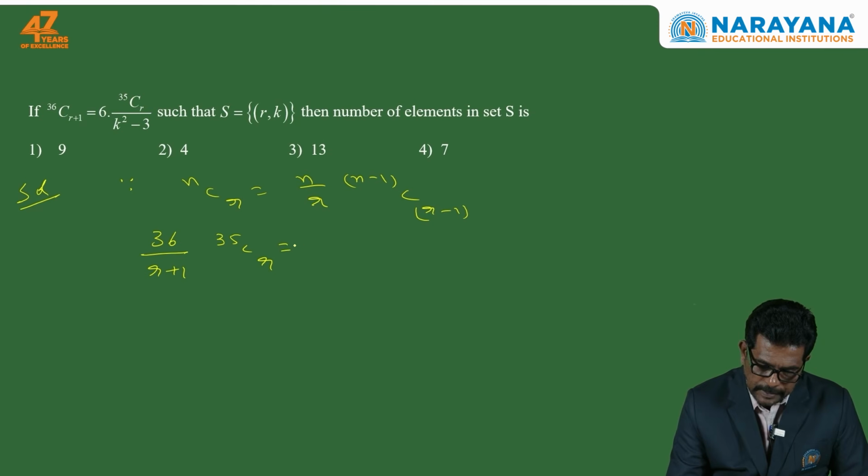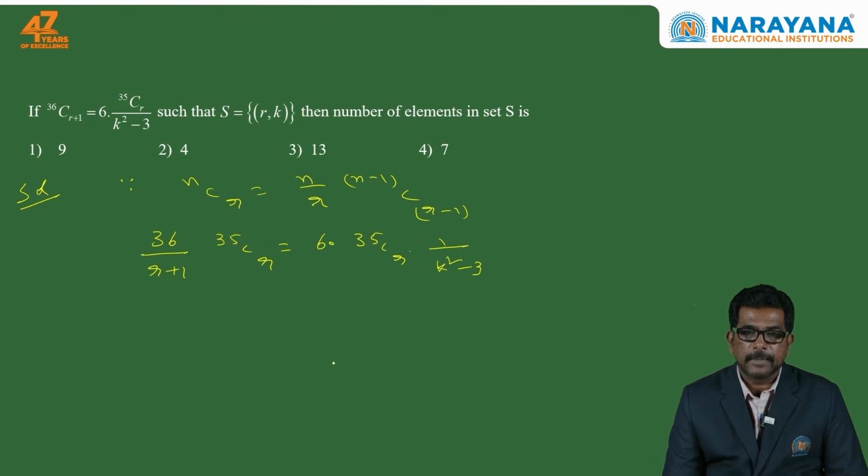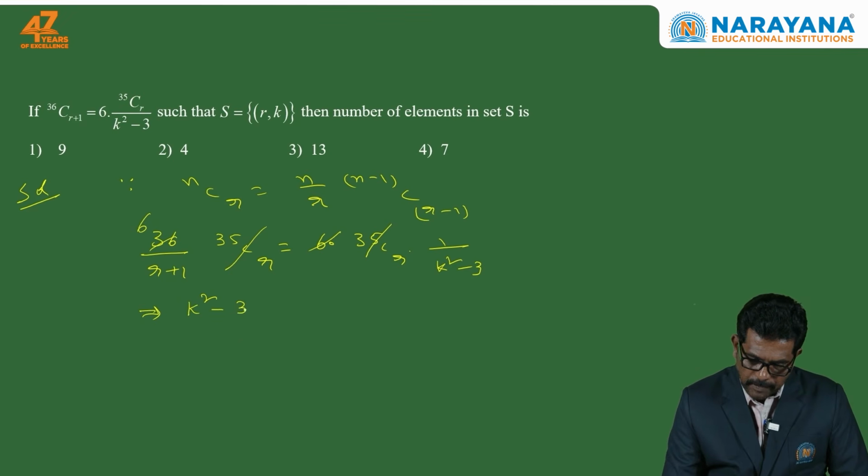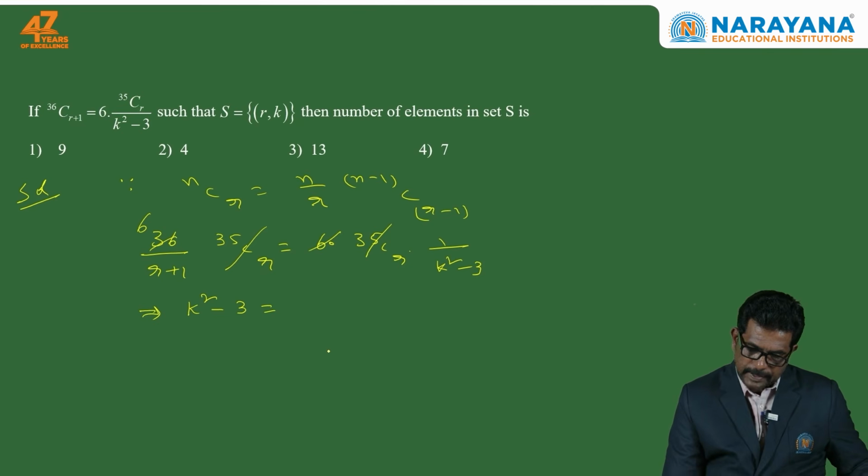35Cr is equal to 6 times 35Cr into 1 by (k square minus 3). Now it is very clear, 35Cr cancelled. From this we get the relation. Here 6 and 36 give 6. So k square minus 3 is equal to 6 by (r plus 1).